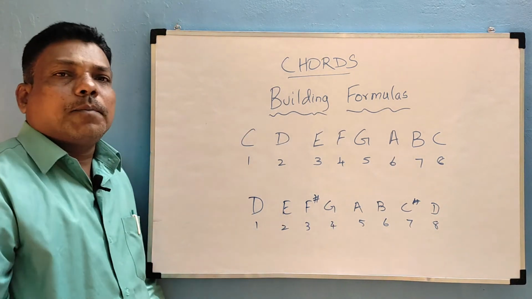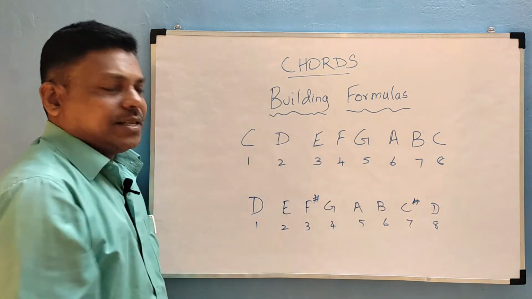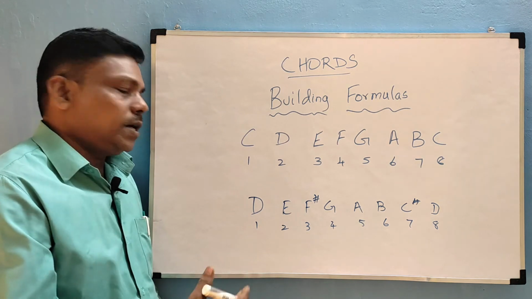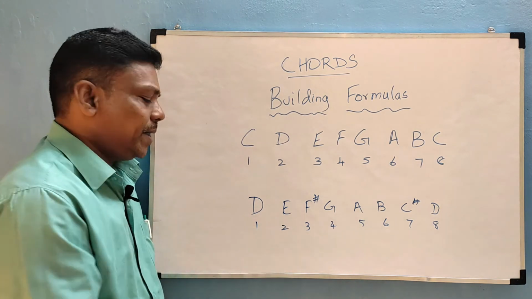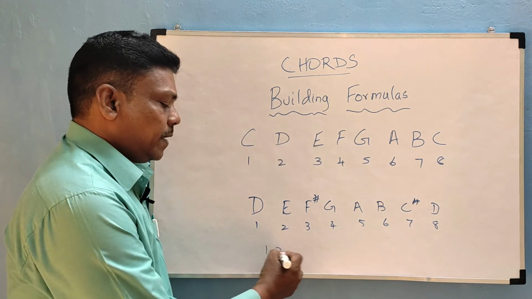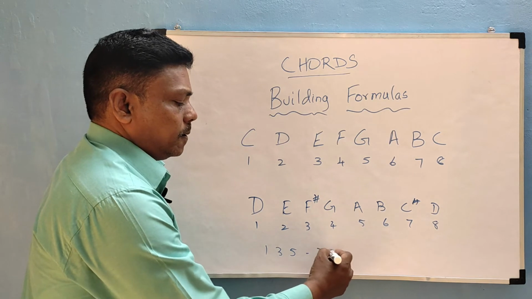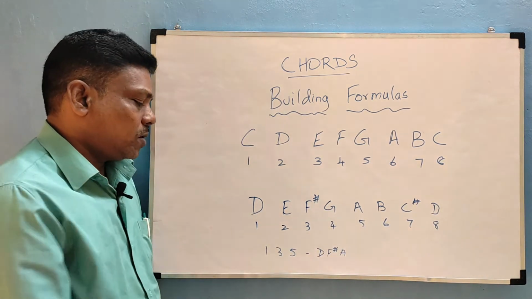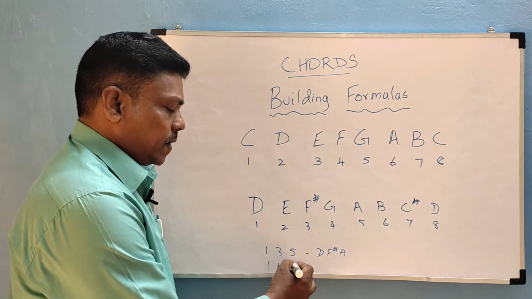Now apply the same formulas to the D major scale. You will be getting the D related chords. What all? D major, minor like that. So here, to apply D major you need to apply 1 3 5, take the notes 1 3 5. Want D minor chord means apply the formula 1 flat 3 5.